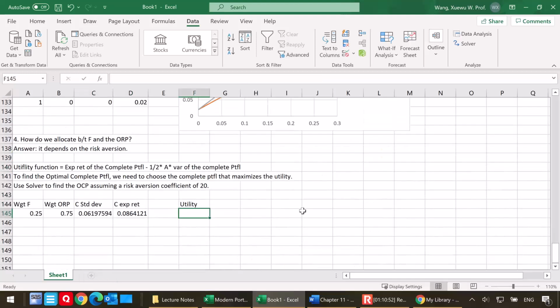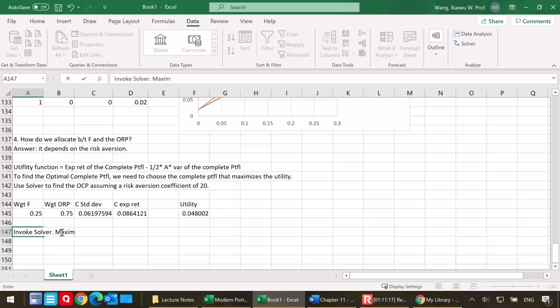So now let me go ahead and calculate the utility. This is equal to expected return minus a half times the risk aversion coefficient, which is 20, which is assumed, times the variance, which is the standard deviation squared. Okay, so that's the utility score. Now, is this the best one? Let's find out. I'm going to invoke Solver.